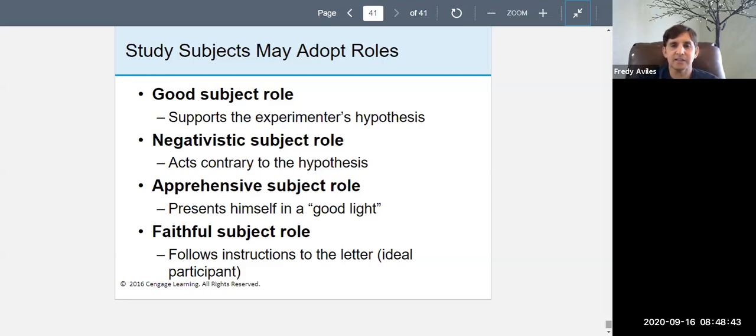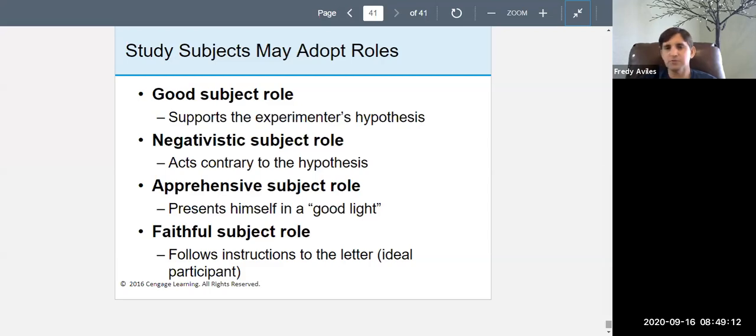Or the negativistic subject role, where they will act in the opposite way that you want them to behave, right? Sort of to screw with you, that they basically find out that you're studying aggression. They don't want to seem aggressive, so they act very non-aggressively. Even, let's say, if you've given them some alcohol to drink or something, or done something else to increase their aggression. They find out that's what you're looking for, and they give you the opposite. That's the negativistic subject role.